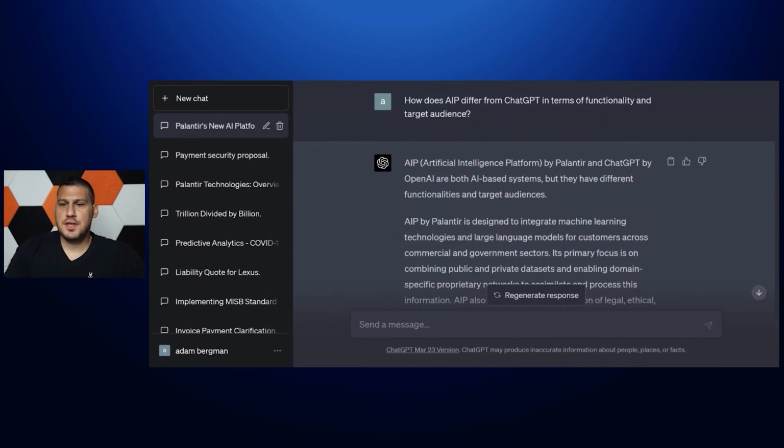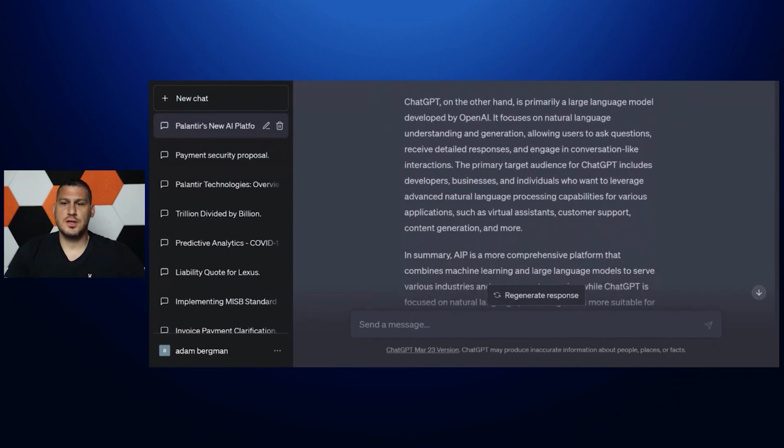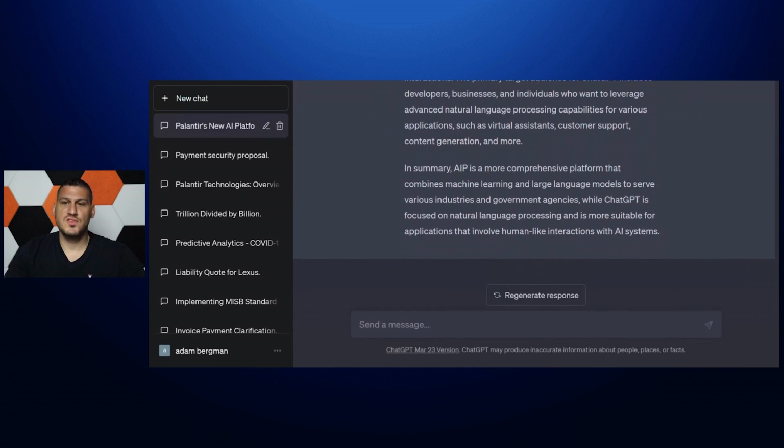All right, as you can see over here, they give you an entire summary of what they said. You can read this on your own, or just read the summary. In summary, AIP is a more comprehensive platform that combines machine learning and large language models to serve various industries and government agencies, while ChatGPT is focused on natural language processing and is more suitable for applications that involve human-like interactions with the AI system. Okay, cool. So it's specifically saying that AIP is a comprehensive platform that combines machine learning and large language models to serve various industries, specifically for industries and government agencies, while ChatGPT is specifically for interactions. Okay, let's keep going. So now I want to ask a different question.